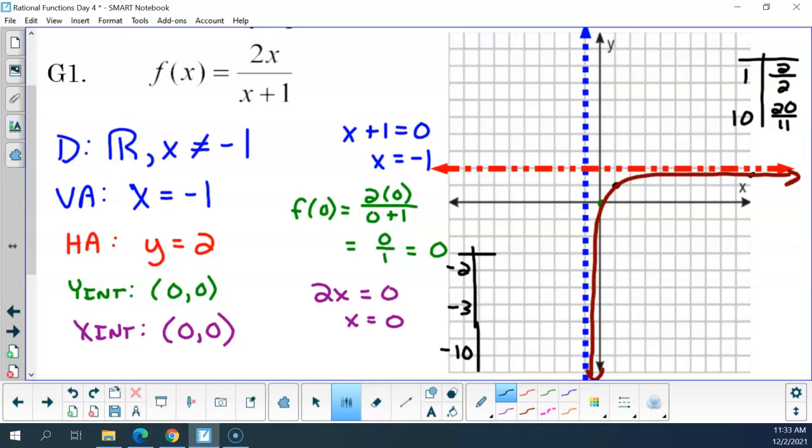-2 times 2? -4? -2 plus 1. -1. -4 divided by -1? 4. No, -2, 4. Can't put it at -1, because -1 is my vertical asymptote. Nothing touches that. 2 times -3? -3 plus 1? -6 divided by -2. 3. So it goes through -3, comma 3.